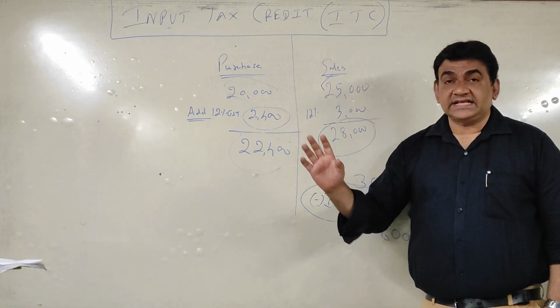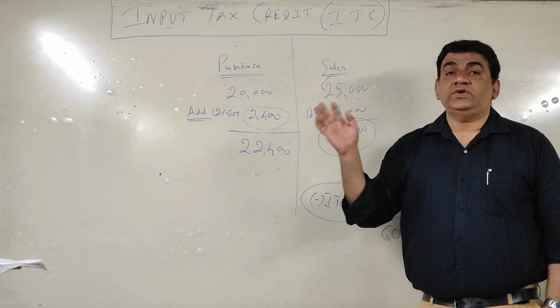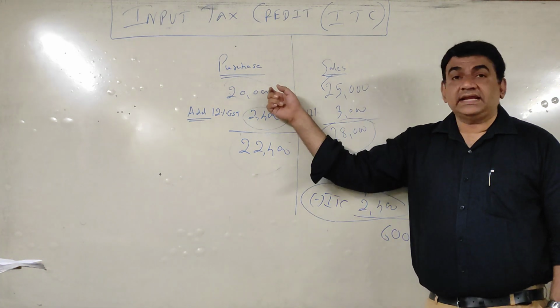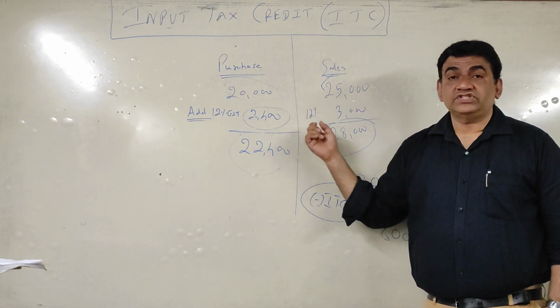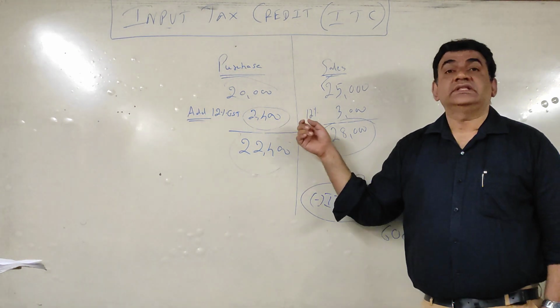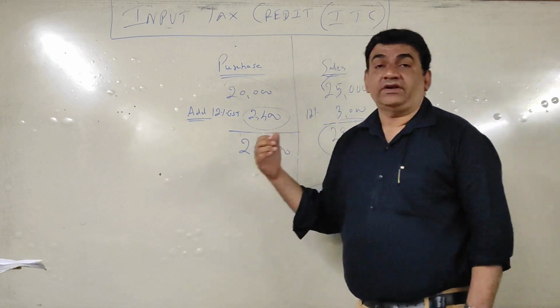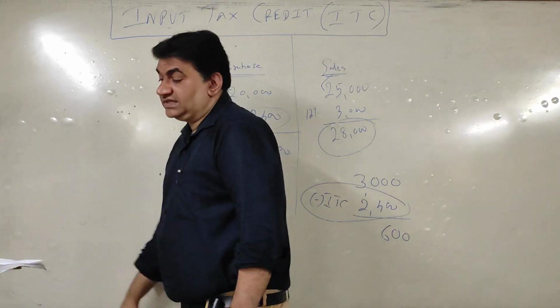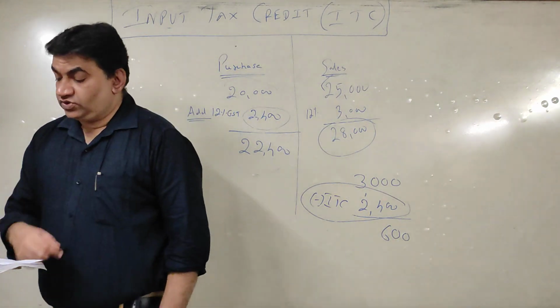So the first thing is that when you buy the goods and you want to claim ITC, there has to be a tax invoice. Tax invoice is a proof that these goods are liable for GST and it shows the amount of GST collected from you. So the first condition is that the tax paying document has to be there.